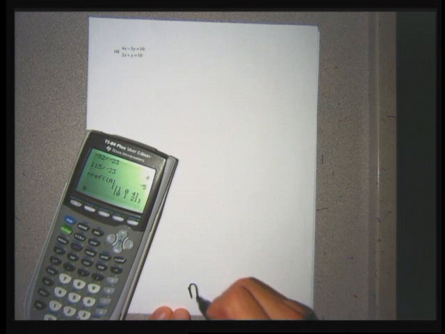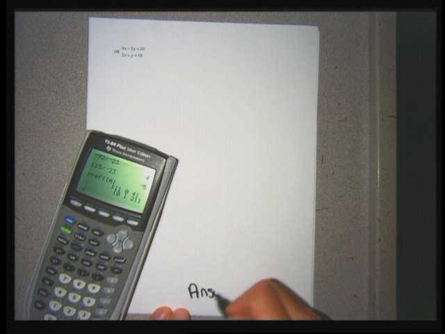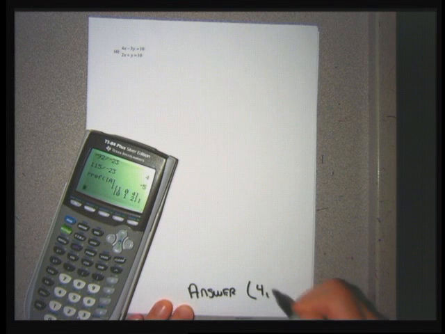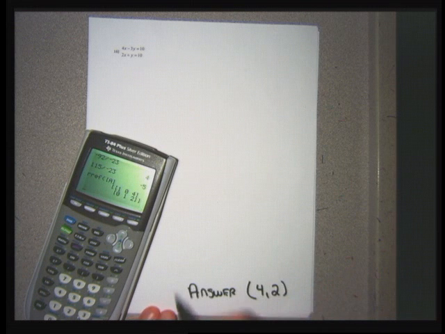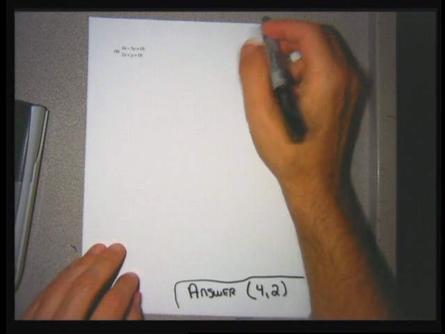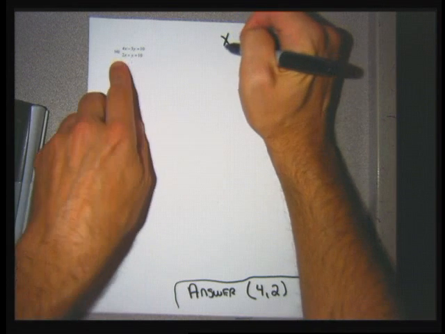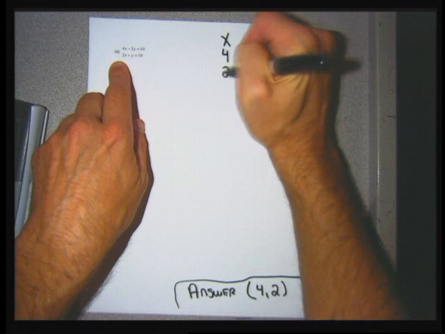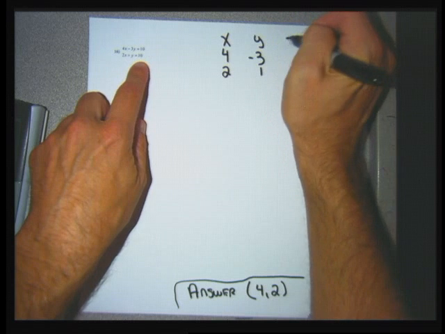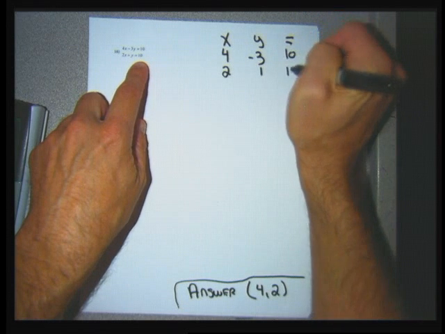You don't ever have to do the RREF in this section. It does take extra time to do, but the nice thing about taking the time at the beginning to do the RREF, it gives you the answer. So now I'm going to set up, my columns are: the X column has the numbers 4 and 2. The Y column has the numbers -3 and 1. The equals column has the numbers 10 and 10.